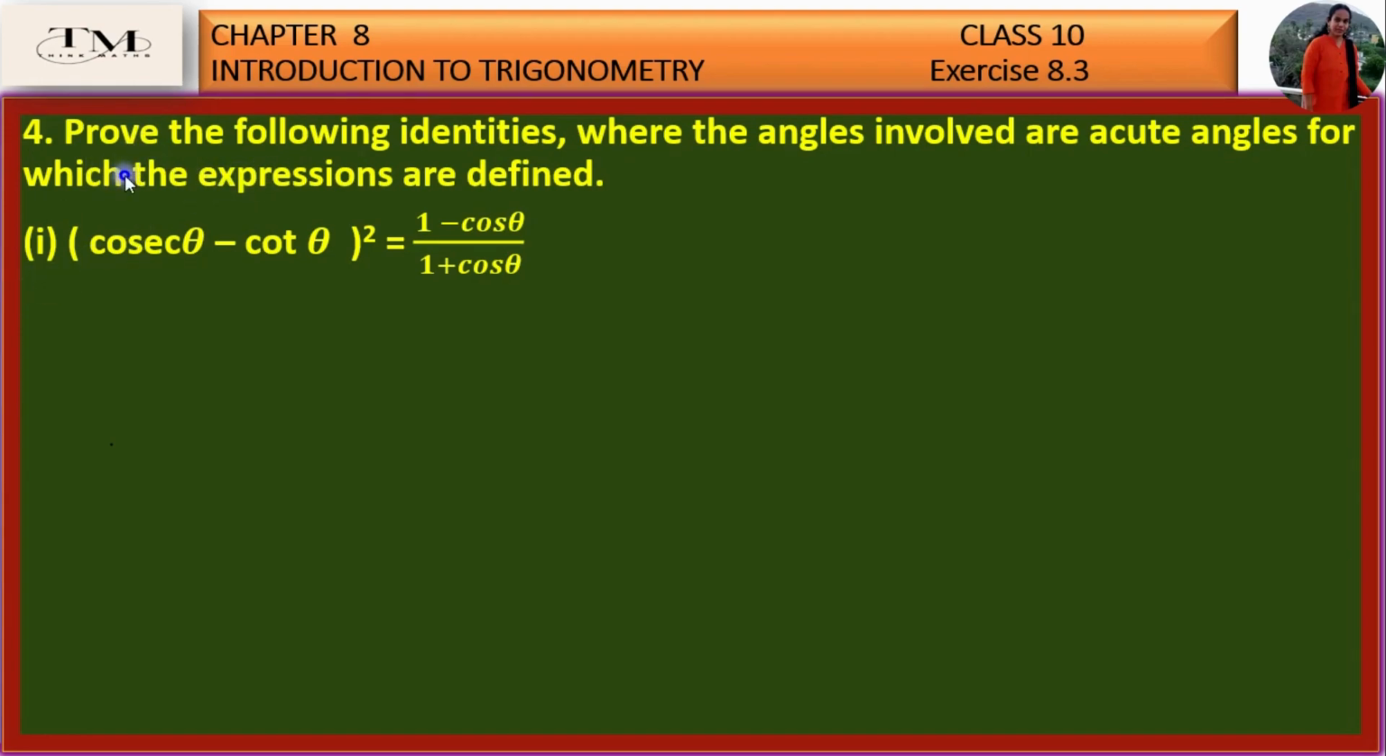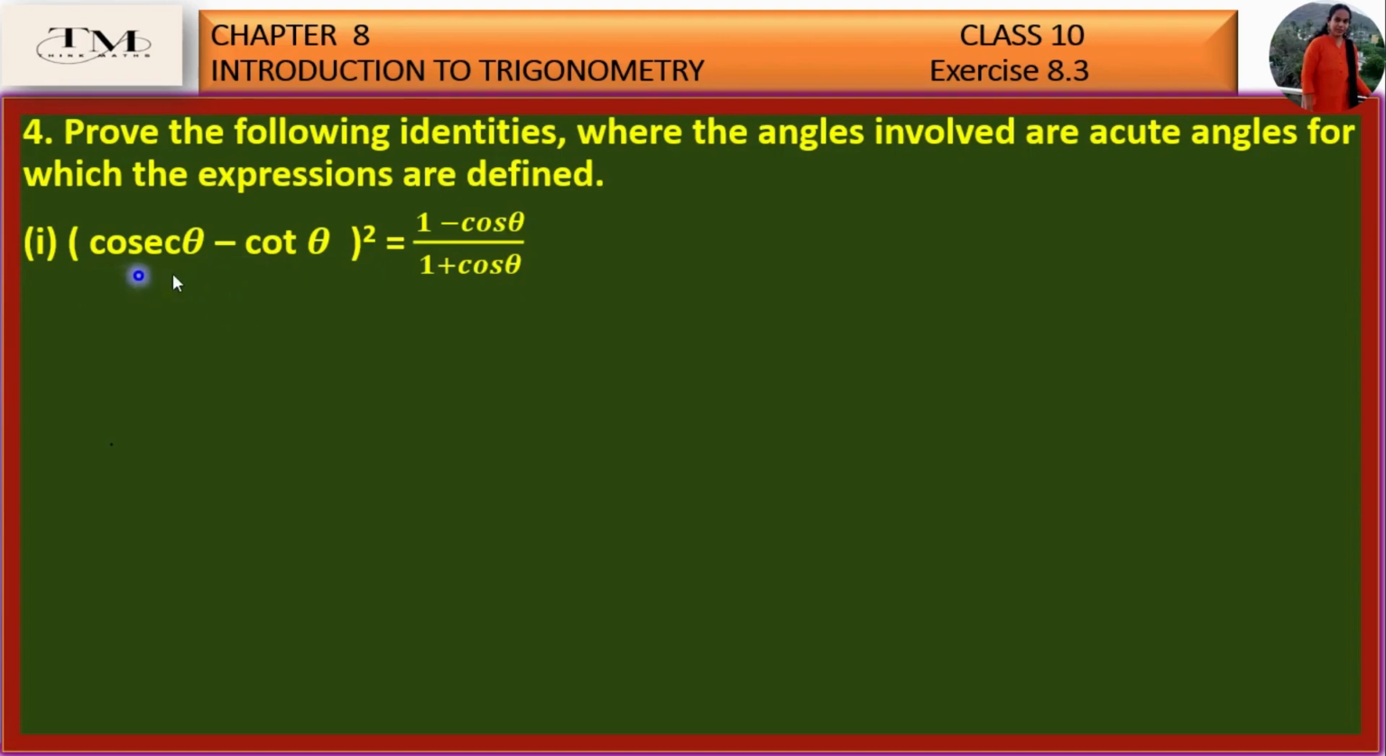So the question is, prove the following identities where the angles involved are acute angles for which the expressions are defined. So the angles are all acute and it is defined. For the first part we have to prove cosecant theta minus cot theta whole square is equal to 1 minus cos theta divided by 1 plus cos theta.